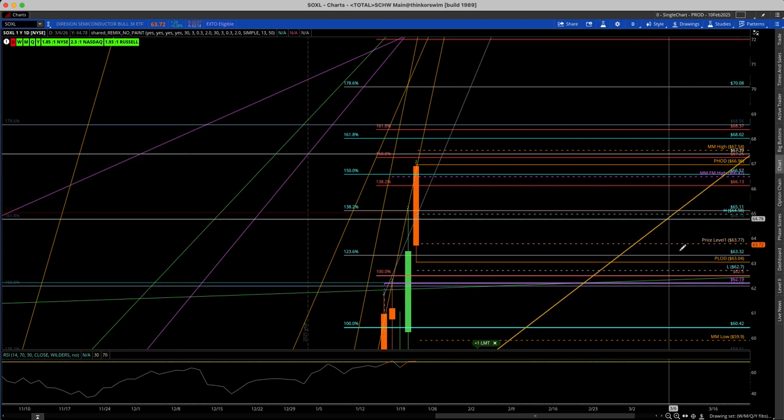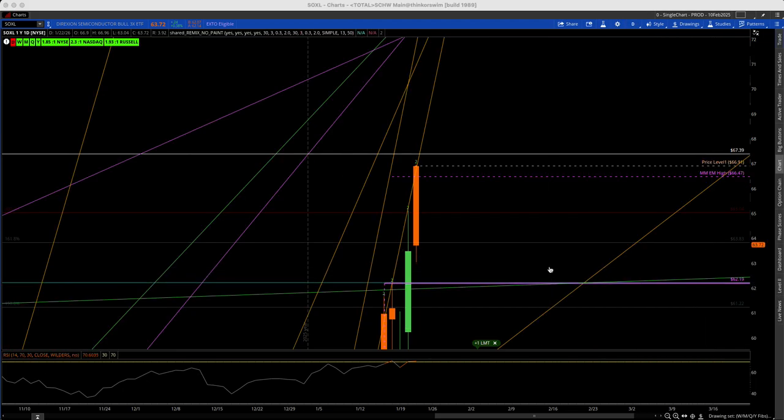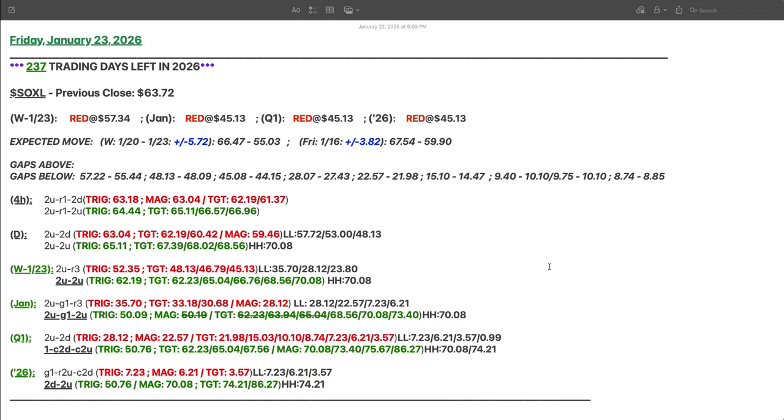Looking at the charts, let's just go into our notes here, and there we go. So for Friday, January 23rd, there will be 237 trading days left in 2026. The close price on Thursday, January 22nd for SOXL was 63.72, and we know the week opened up at 57.34, so we'd have to get down to that level to turn the week red.